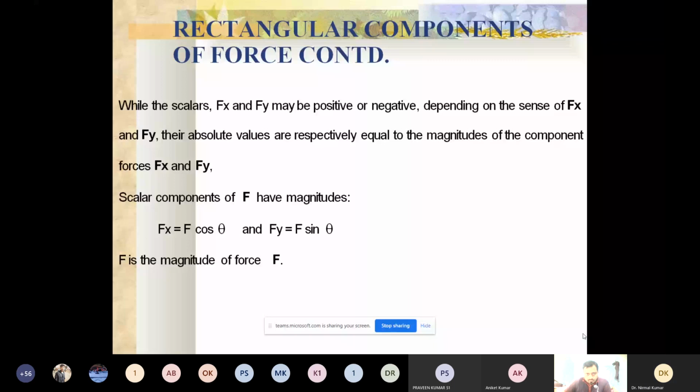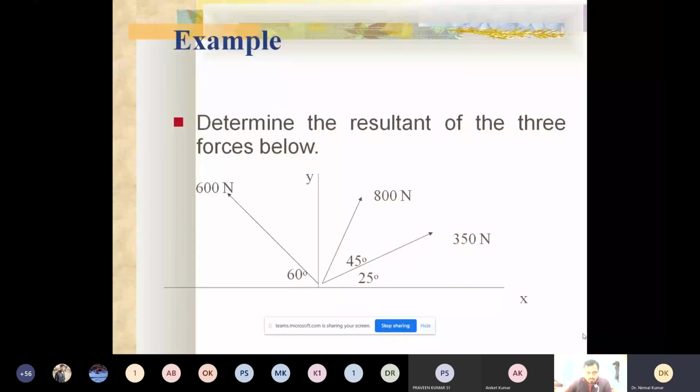Now, hello, don't make noise, please mute. Determine the resultant of three forces below.